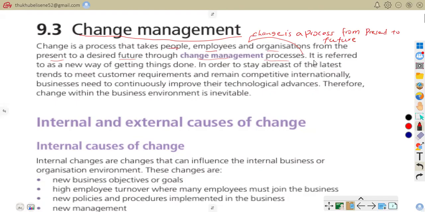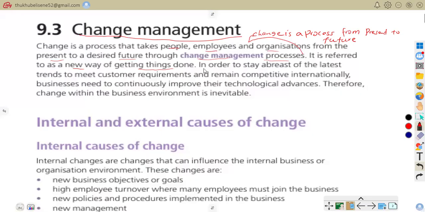It further says it is referred to as a new way of getting things done. So change is a new way of doing things. Meaning to say, it involves introducing new methods or systems. For example, using online meetings instead of face-to-face meetings.